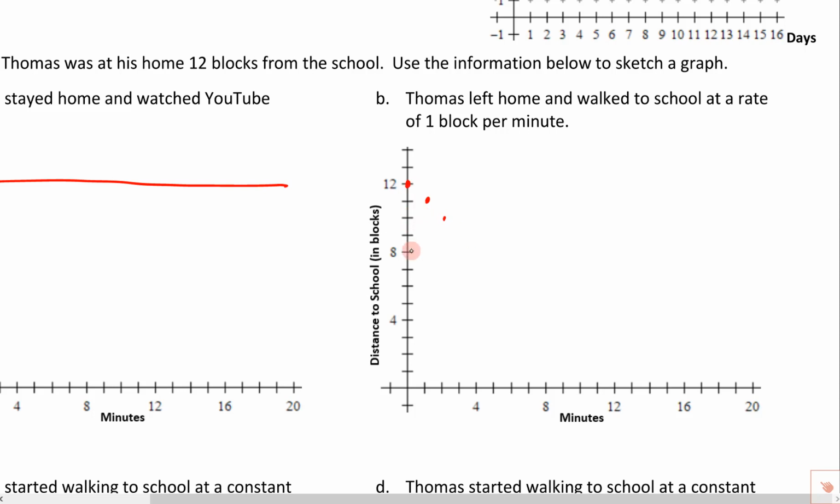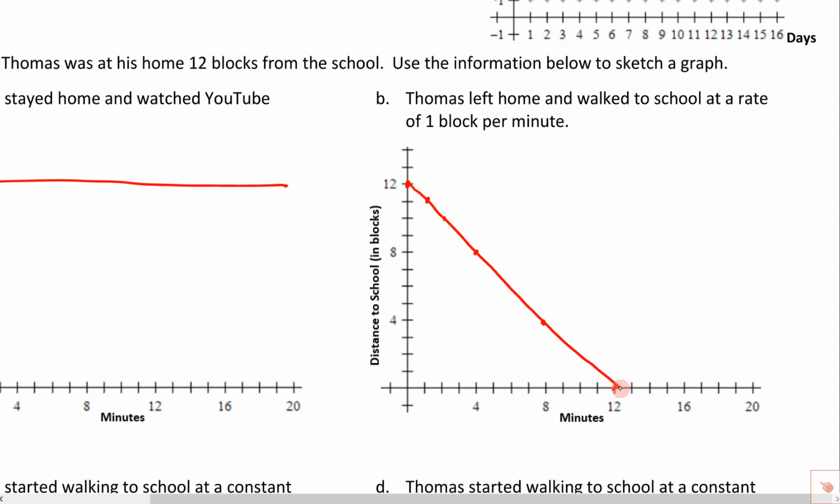So if we go down 4 blocks, now we're 8 blocks from school, we'd need to end up right there. And so that this works out right, I'm going to go down 4 blocks. That would be another 4 minutes, so we'd be right here. And if he got 12 blocks closer to school, he would do that in 12 minutes. It's going to take him 12 minutes to walk those 12 blocks because he walks 1 block per minute. So it's going to look something like this.